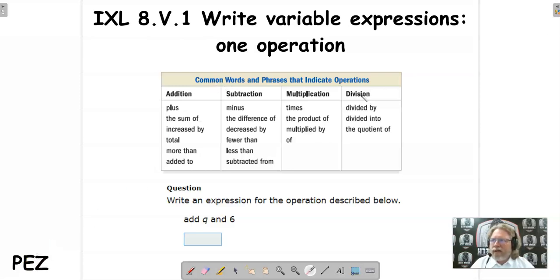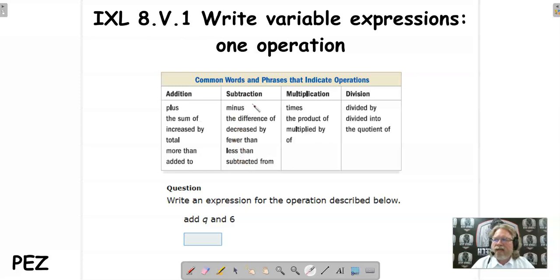And here I've included a table at the beginning, showing us some common words and phrases that indicate what operation might need to be used. The 4 operations are addition, subtraction, multiplication, and division. In each column of this table, we see listed words that are often used to indicate these 4 different operations. Such as addition: plus, the sum of, increase by, total, more than, and added to. Subtraction: minus, or the difference of, decreased by, fewer than, less than, or subtracted from.